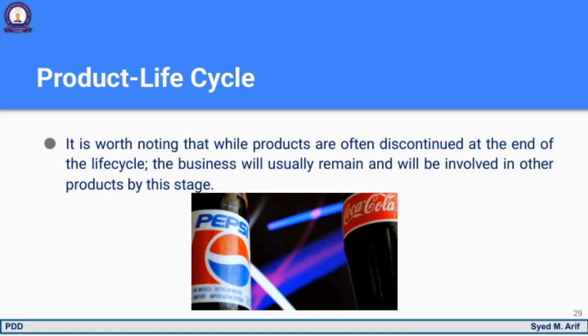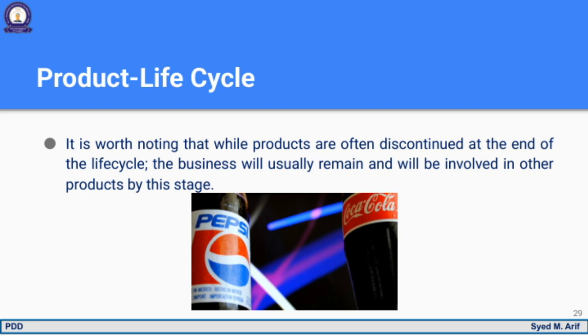It is worth noting that while products are often discontinued at the end of their life cycle, the business itself usually remains. This means that even when a particular product phase concludes, the company continues to operate and often gets involved in other products or new ventures. So, the end of a product's life cycle doesn't mean the end of the business. Instead, it's part of a broader strategy to adapt and evolve, ensuring long-term sustainability.